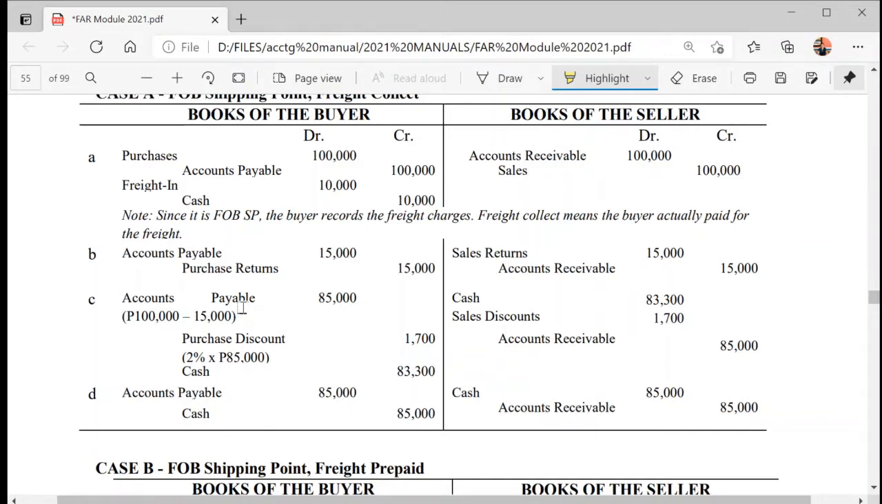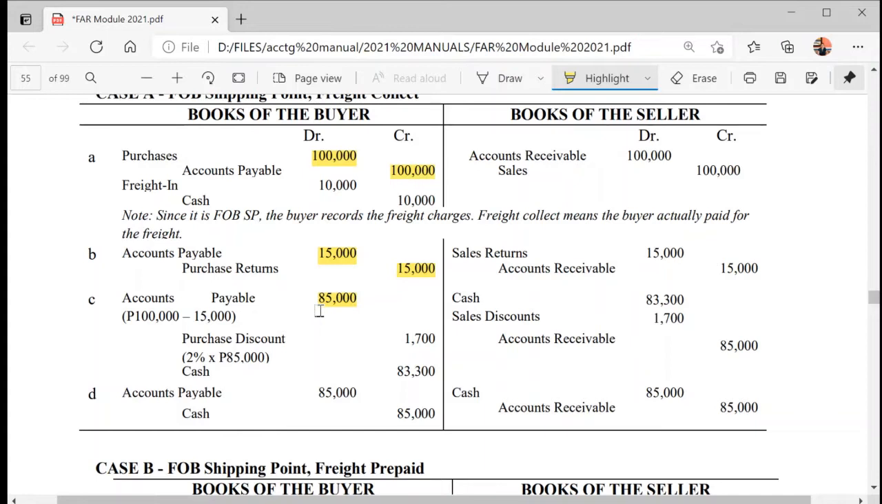So if there's a discount, the discount will be based on the purchases, okay? So how much would be our net purchase here? We have 100,000, the original amount. However, there's a return of 15,000. So what remains is what was bought, right? If we trace the accounts payable, that's 100 minus 15, and that would be 85. So 85,000 is the accounts payable that we need to close if we're going to pay it in full.